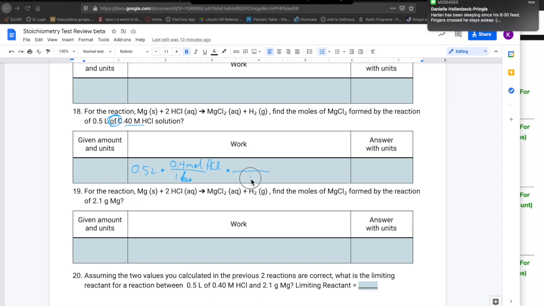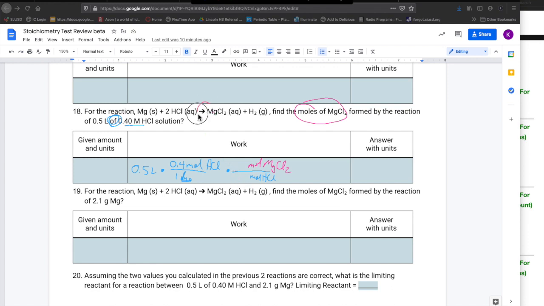We need to reverse. We need to put the HCl on the bottom, and then we need to find out where we're going. We're finding moles of MgCl2. And so MgCl2 is 1 and HCl is 2. So this one, 2 goes into this to make 0.2, so 0.2, and 0.5 is 0.1.